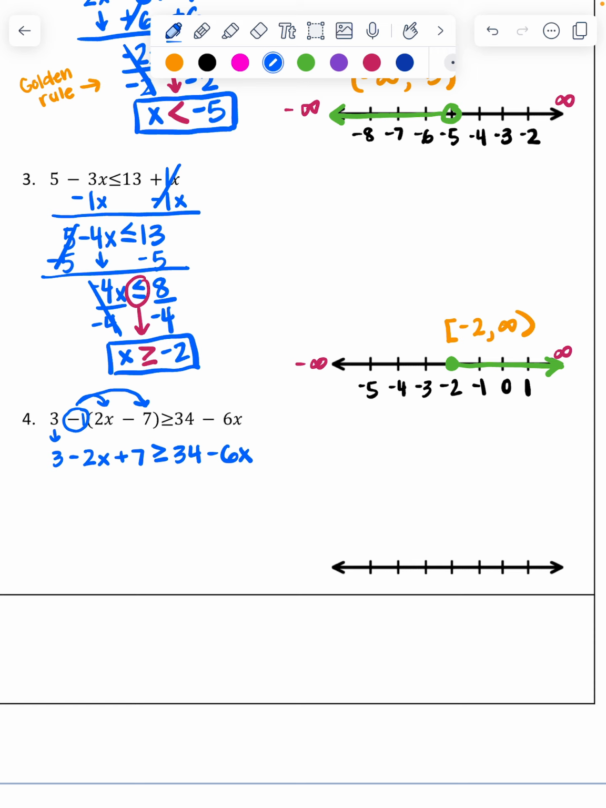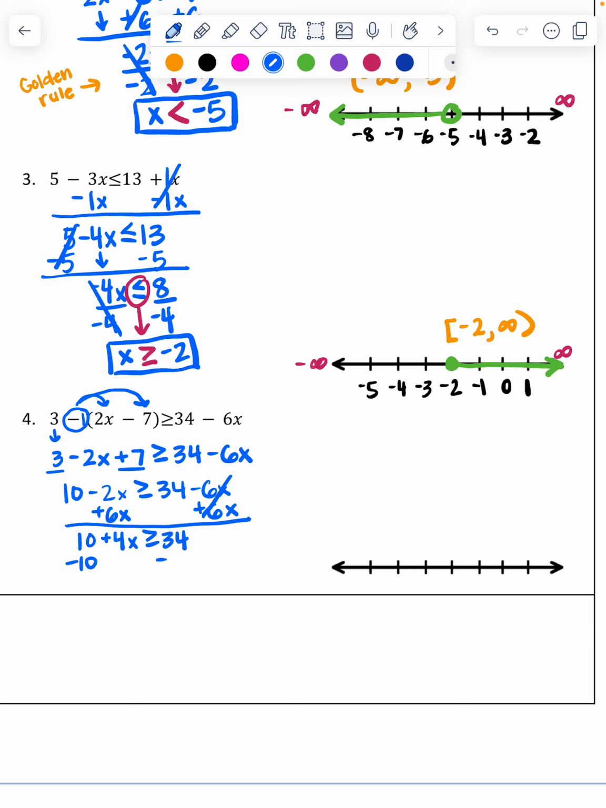Now I need to look for like terms. Like terms have to be on the same side of the inequality. On the left, I have 3 and 7. So I'm going to make this 10 minus 2x is greater than or equal to 34 minus 6x. Okay, use inverse operations to get the variable to one side. So on the right, I'll add 6x, and on the left, I will add 6x. So now I have 10 plus 4x is greater than or equal to 34.